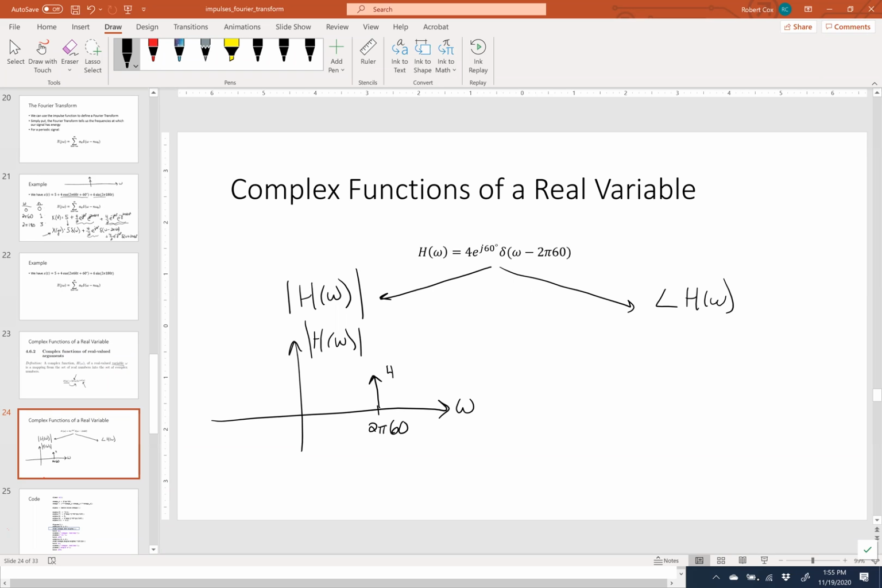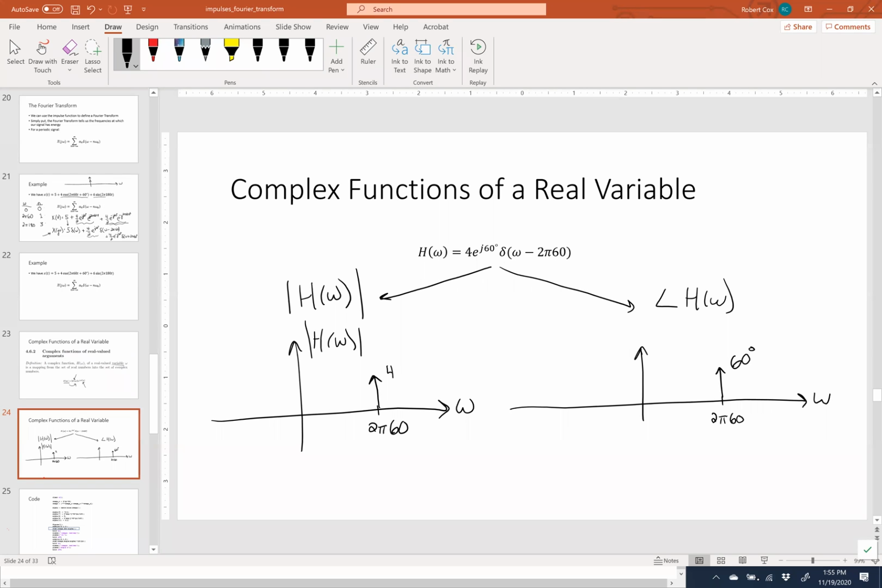All right, like that. What about the angle? What would that be? Well, if you were doing the angle, 2 pi 60 radians per second, wouldn't it just be 60? There'd be an impulse here that would be 60 degrees, like that.